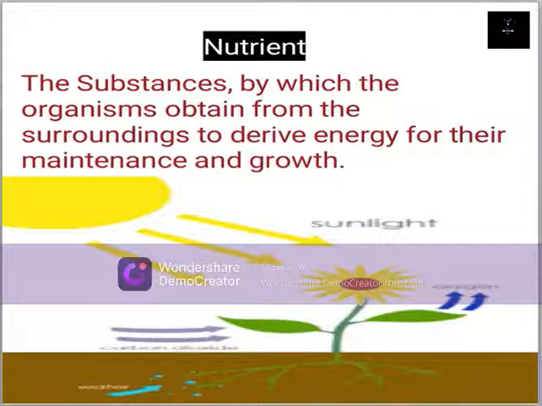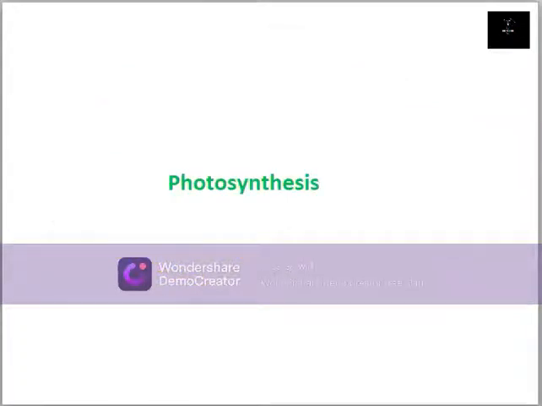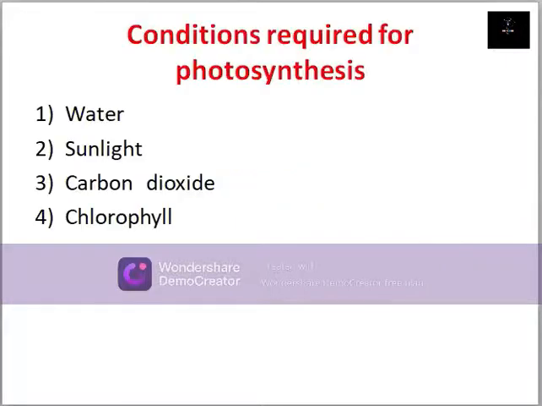From where are the plants getting these nutrients? For that we have to discuss photosynthesis. So let's see what photosynthesis is. A plant uses the energy from the light of the sun to make its food. There are some conditions required for photosynthesis. Photosynthesis needs water, it needs sunlight, it needs carbon dioxide, and it also needs chlorophyll.